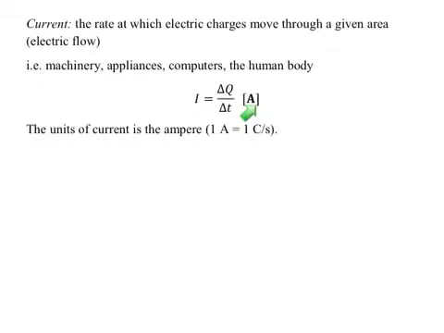Another thing to notice is that this I here in the front comes about because current was originally, in French, phrased intensité de courant, or in English, current intensity. And the phrase is just simplified to be current, but it's current intensity, and the intensity gives the I there in the front.